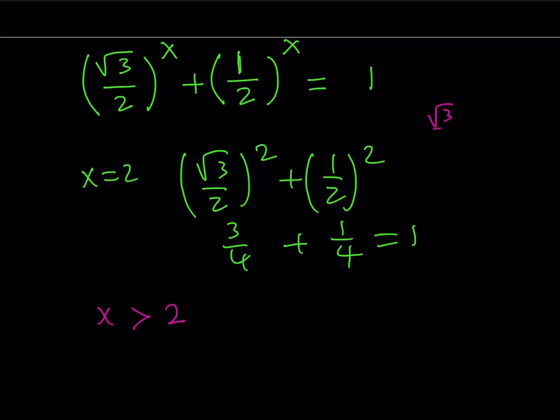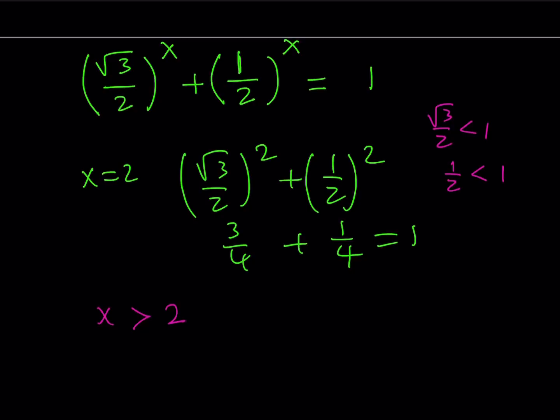Okay, so these numbers are less than 1. That's why we see them on the unit circle, right? And 1/2 is also less than 1. So when you raise them to powers that are greater than 2, you're going to get smaller and smaller values, right? As x approaches infinity, basically these quantities are going to approach 0. So they're going to get smaller.